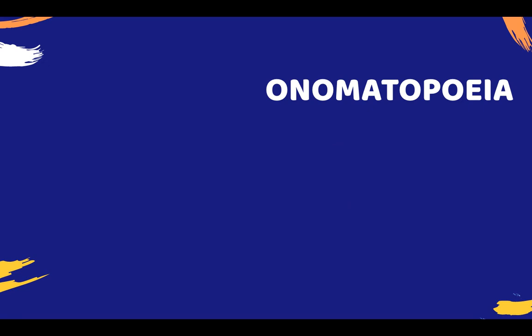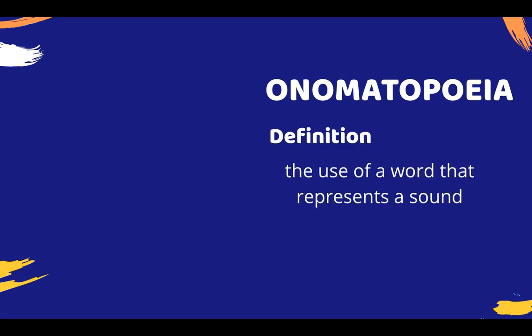The next sound is onomatopoeia. That almost sounds like a tongue twister. The definition is the use of a word that represents a sound. This one is pretty simple. You have boom, zap, pow. All of those are not actual words, right? They don't have their own meaning. The reason they're used is to give an example of the sound that something creates.